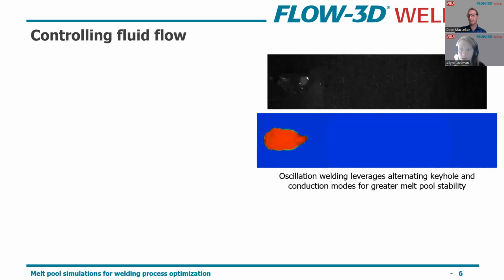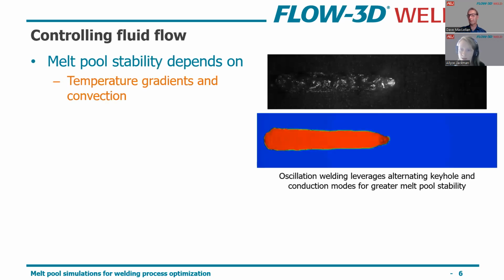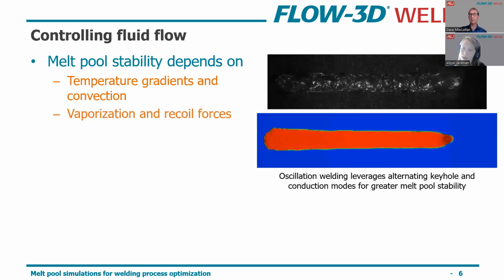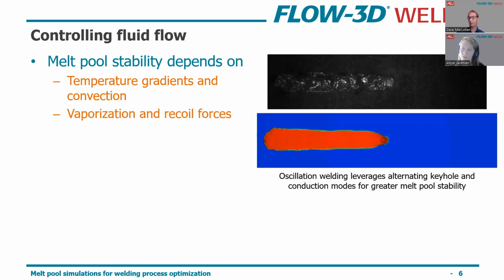So naturally, we are a computational fluid dynamics company, so we're in the business of controlling fluid flow. And the stability in the process is going to depend on some basic fundamental aspects. So the temperature gradients, the convection, that's the fluid flow aspect, and then the vaporization, which leads to recoil forces, and that's going to be the plume side of things. So there's different aspects of the process that have different fluid flow conditions, but it's something that we account for from the fluid dynamics perspective.